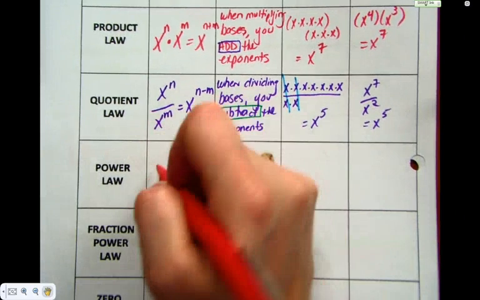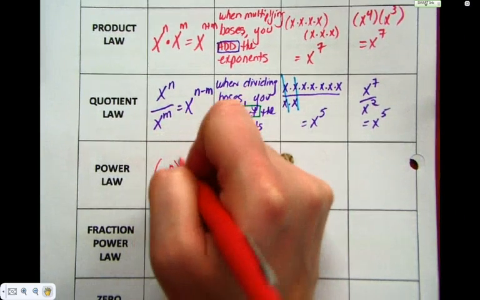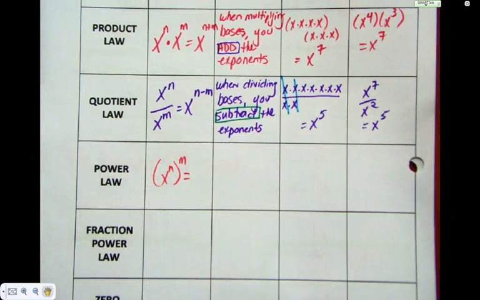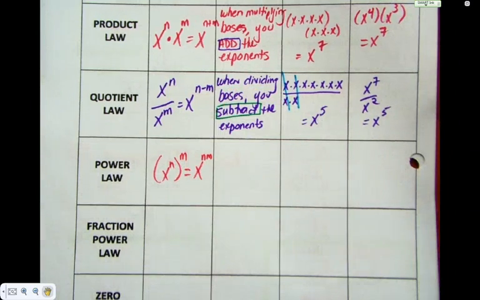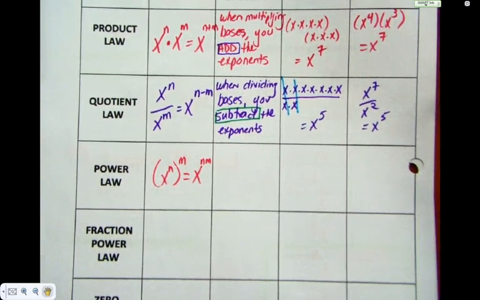Power law says the following: x to the n to the m equals x to the nm.